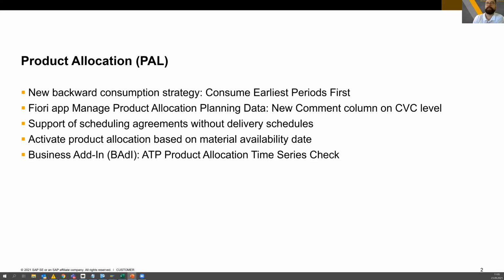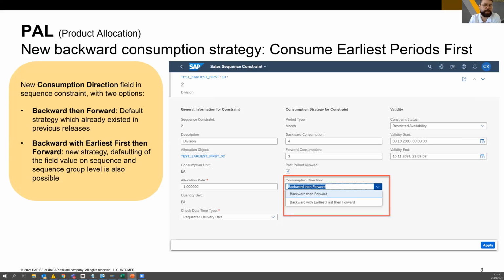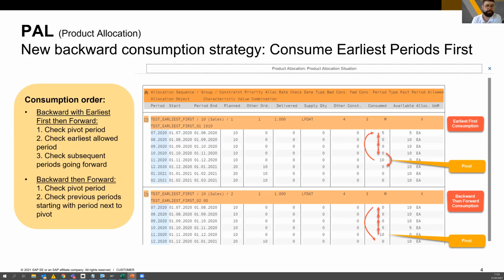So a new consumption strategy was introduced. As you might know, the consumption strategy is on the sequence level. And here we had in the past backward, then forward. But now what we allow is backward with earliest first. So to visualize this, can you see my cursor? Or maybe I take the laser pointer. I think with the laser pointer you can see it better. Yes, we can see it, Wolfram.